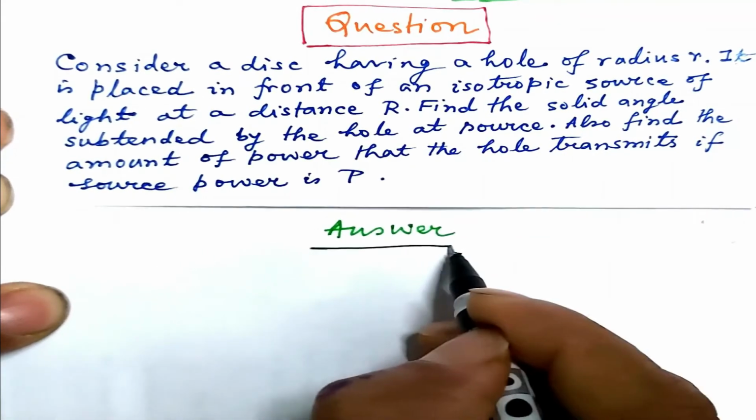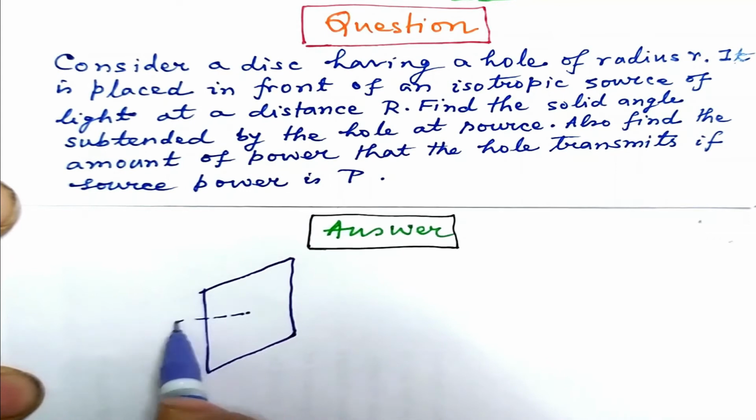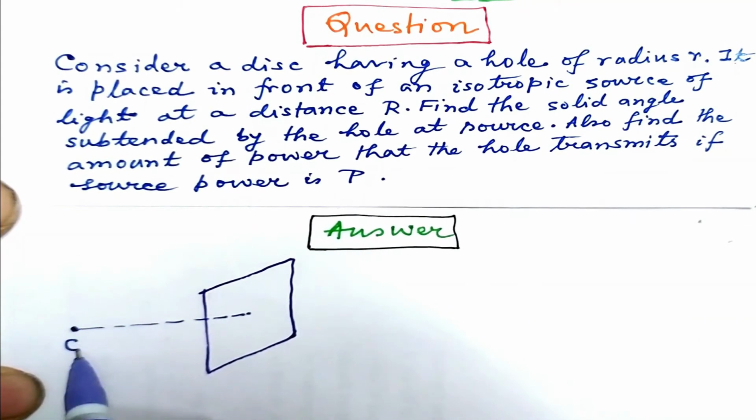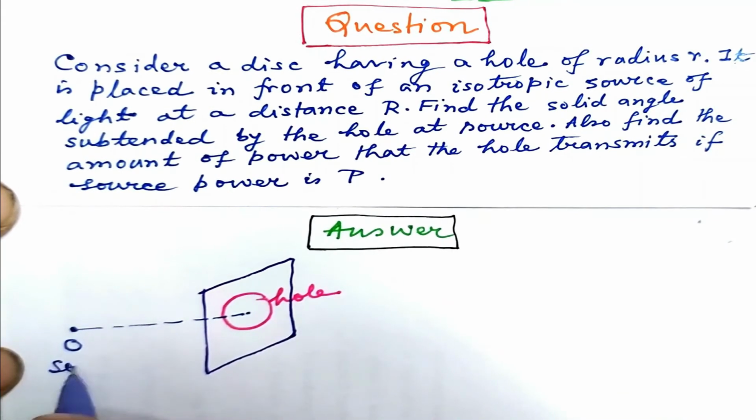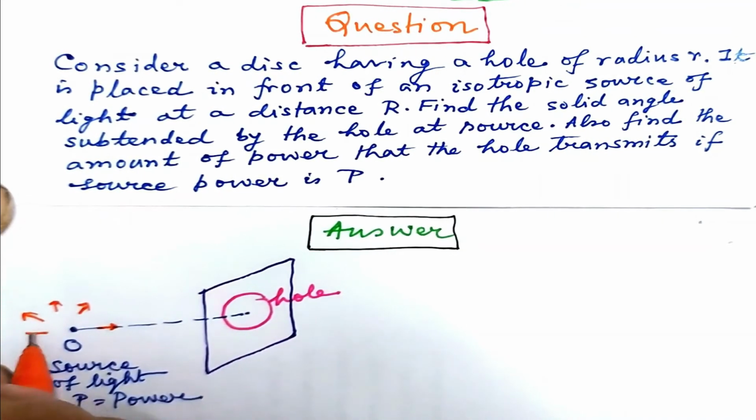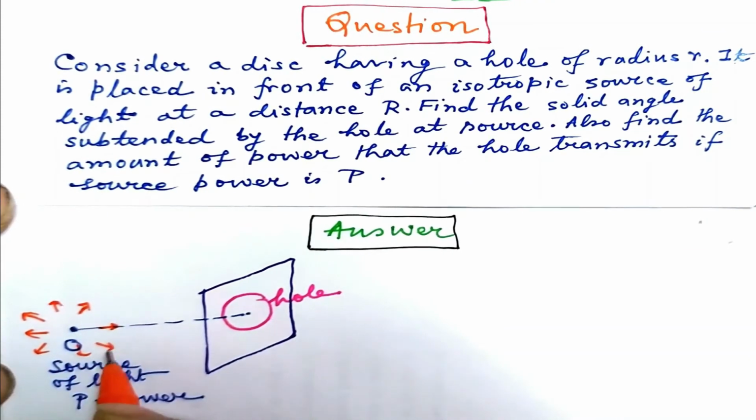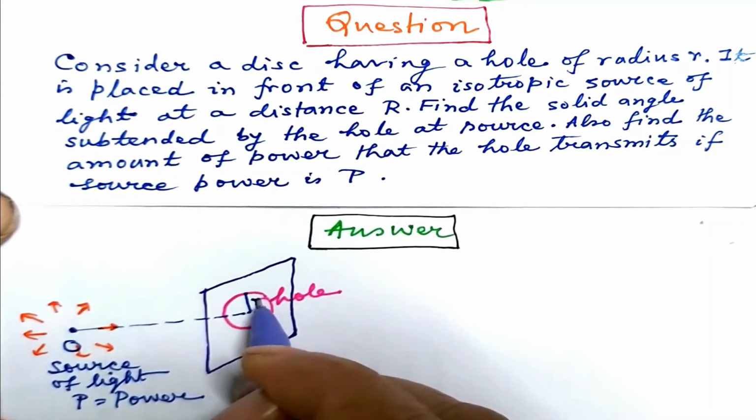We come to the answer now. This is the disk, and let us move a distance up to point O. This is the hole the disk has. O is the source of light. P is its power. The source emits light in all possible directions, that is over a solid angle of 4 pi steradian. Hole radius is small r.